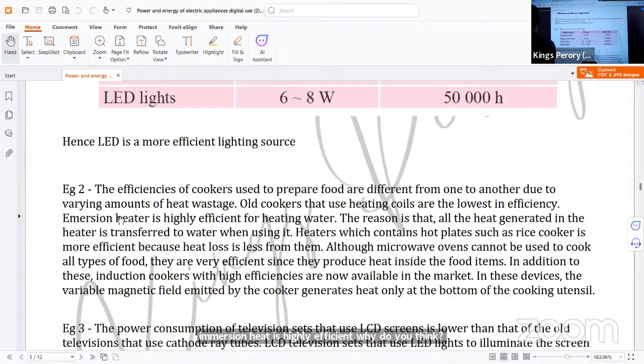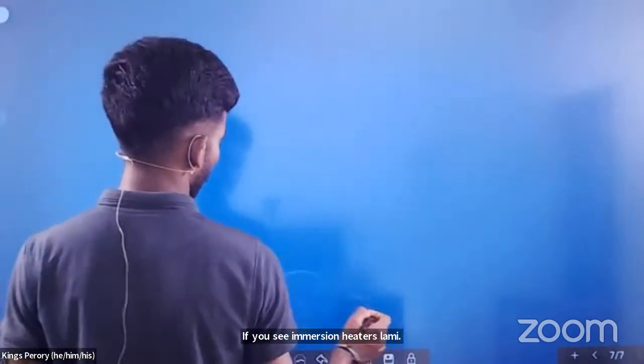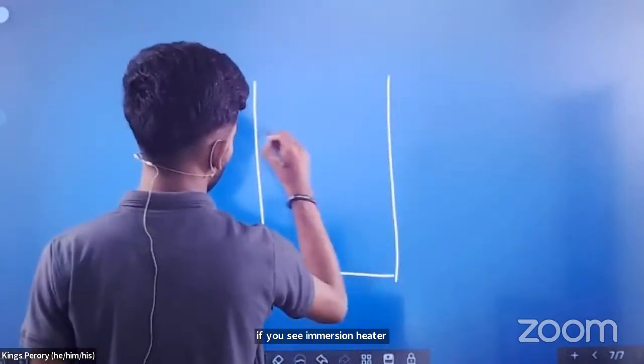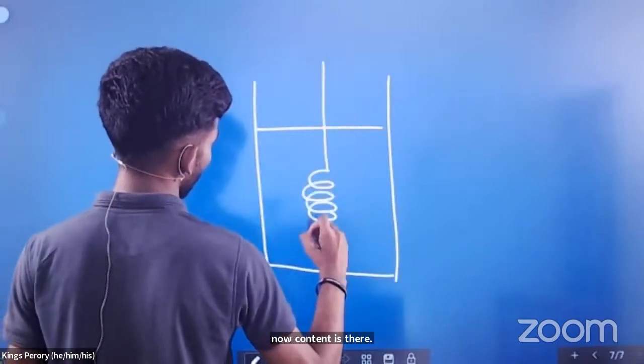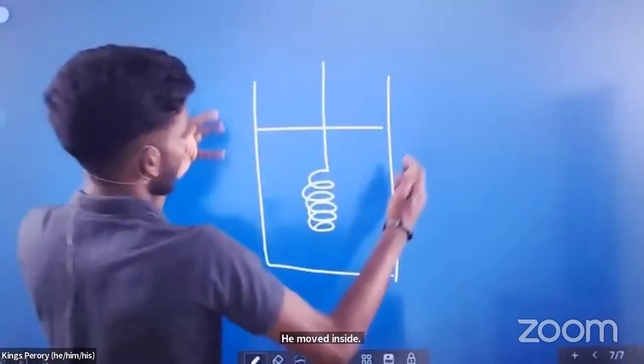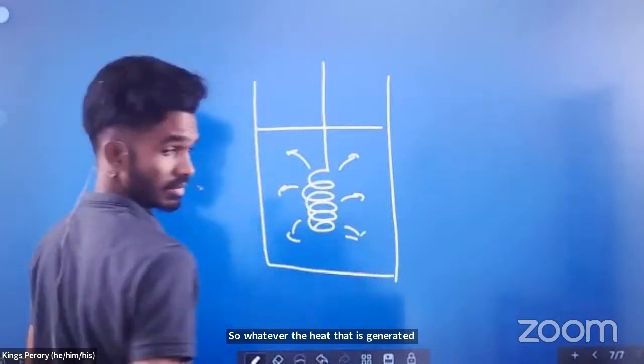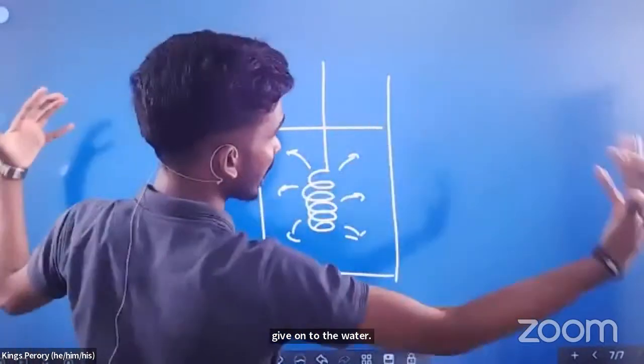Why is an immersion heater highly efficient? If you take an immersion heater, I'm pretty sure you have seen one in your houses. In an immersion heater, the container is there, the liquid is there, and the heater is immersed inside. So whatever heat is generated is directly given to the water. Is there any heat going out as wastage?